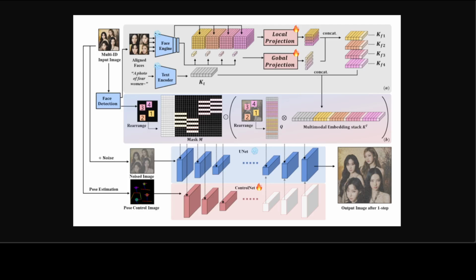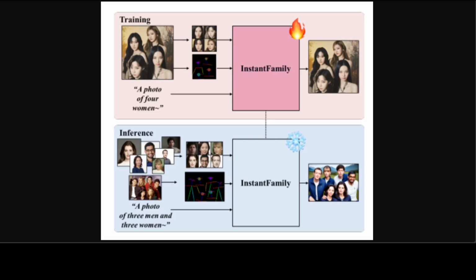This approach involves concatenating multi ID embedding with text embedding, where the mask contains information about the facial positions for each ID within the image. So this mask assists in weighted learning of positions corresponding to text and ID during the cross attention process in UNet and ControlNet. And there are a lot of other details which you can check through in this paper. Let me show you another cool example.